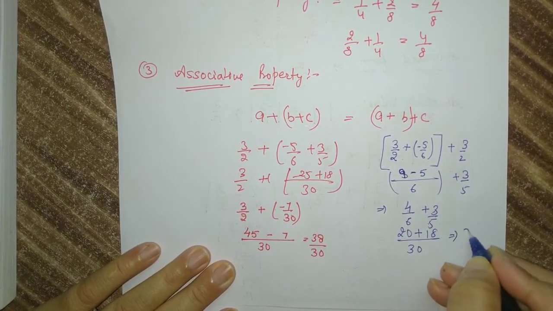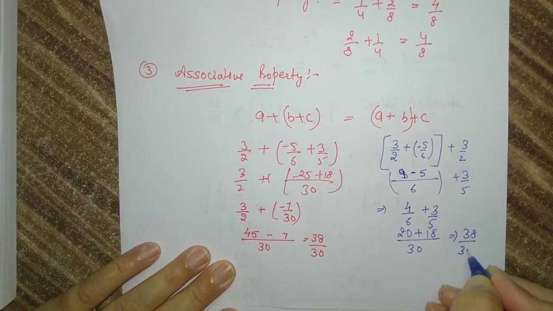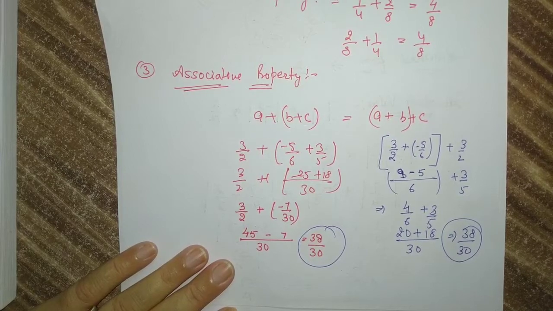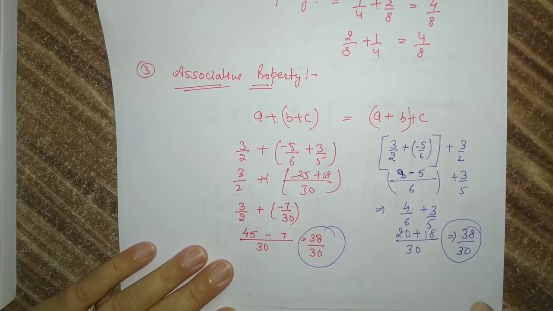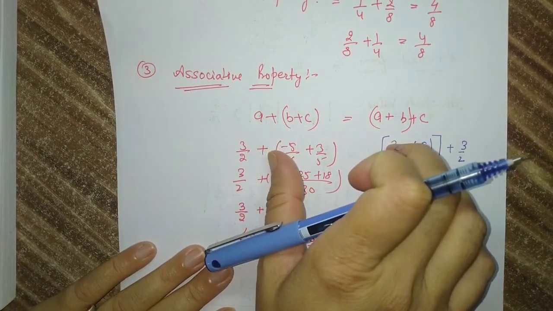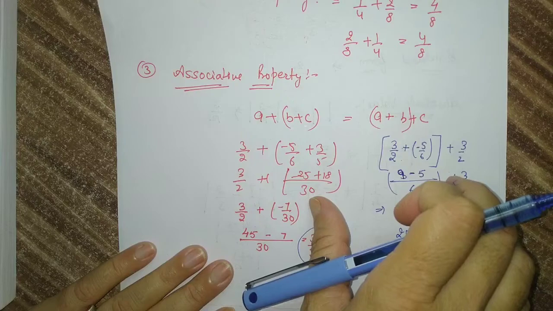Now what answer do we get? 38 by 30, and both answers are the same. So the sum of three or more rational numbers does not depend on the way of grouping, in whichever way you have grouped them, the answer will remain the same.